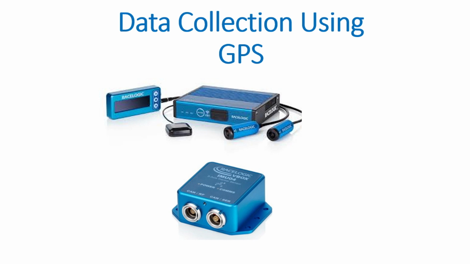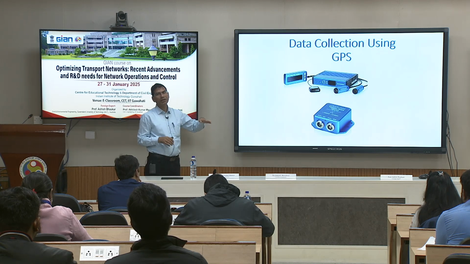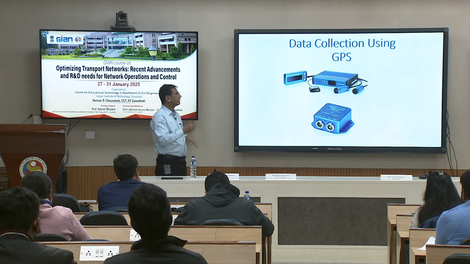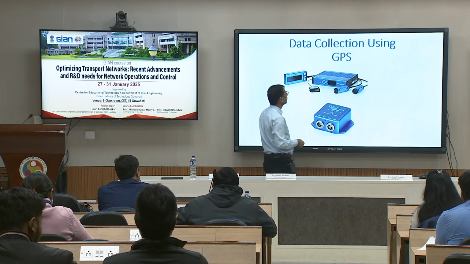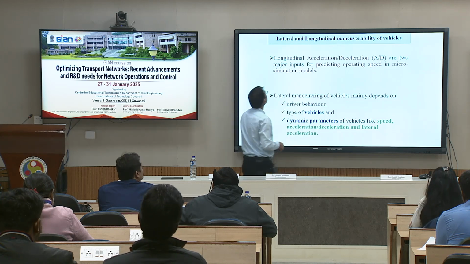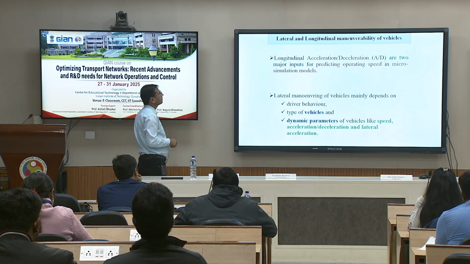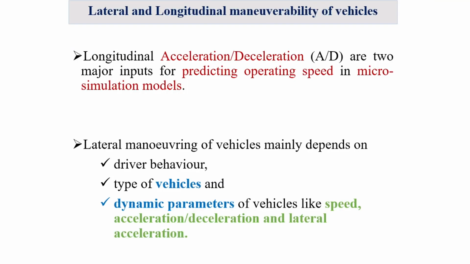Okay. So using this one IMU sensor, which gives you roll rate, yaw rate and pitch rate, so how your vehicle is tilting. If you want to measure vehicle behavior on curves, then these kinds of instruments are more important. Okay. Then lateral and longitudinal maneuverability using this GPS.